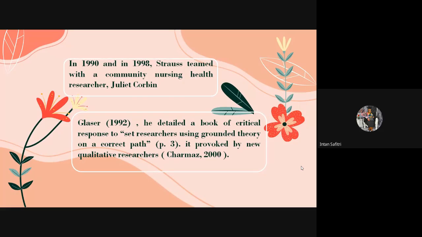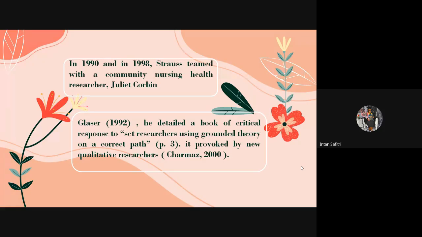In 1990 and in 1998, Strauss teamed with a community nursing health researcher, Juliet Corbin, to take the techniques and procedures of grounded theory to new levels. They introduced a more prescriptive form of grounded theory with predetermined categories and concepts about validity and reliability. In 1992, Glaser edited a book of critical responses to set researchers using grounded theory on a correct path.